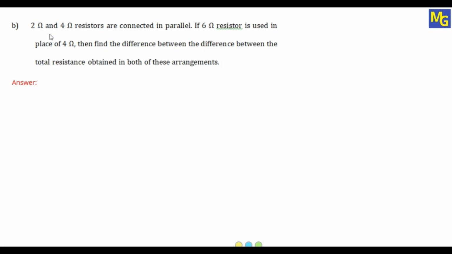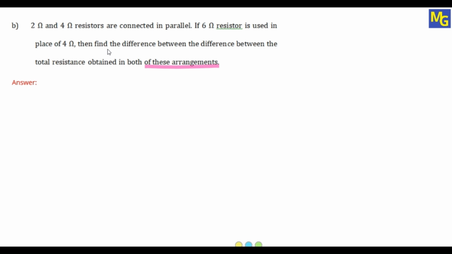Now the next, that is B. 2 ohm and 4 ohm resistors are connected in parallel. So we have two resistors. One has a value of 2 ohm and the second has 4 ohm, and we are going to connect them in parallel. If a 6 ohm resistor is used in place of 4 ohm, then find the difference between the total resistance obtained in both these arrangements.